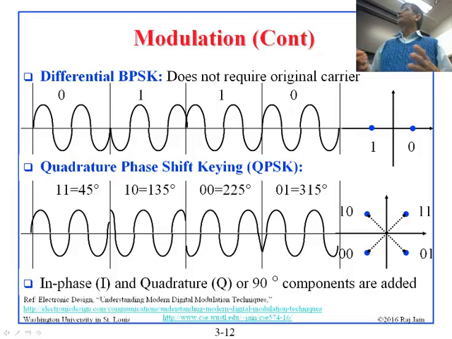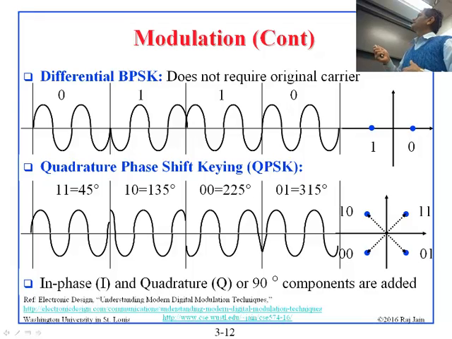The only complication here is, here we only need to know whether the phase is 0 or minus 180. Here we need to know whether the phase is 45, 135, 225. So you have to be able to distinguish between the phases much more carefully. Yeah. So the error performance for the QPSK is worse than differential BPSK. This will have very little error. This will have more errors. That's a good point.